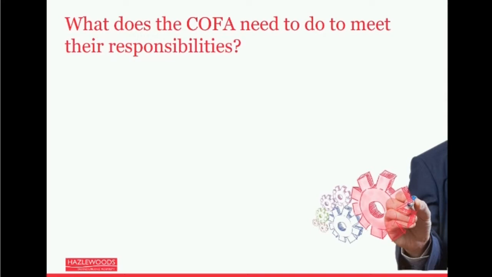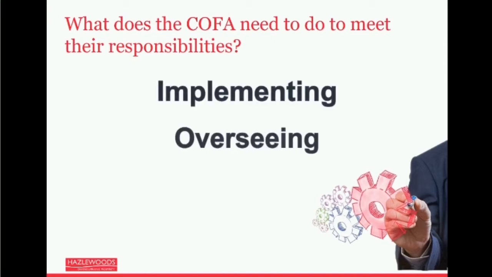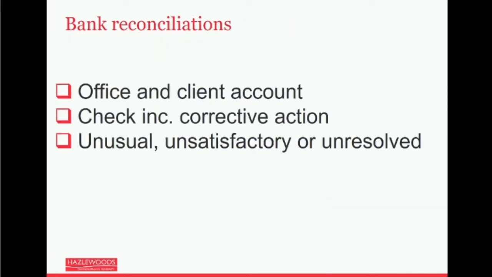So, what does the COFA need to do to meet their responsibilities? COFAs are responsible for implementing and overseeing systems for compliance in relation to the accounts rules. This should include the following: bank reconciliations. Regular reviews of client and office bank account reconciliations should be performed. Per Guideline 5.4, a manager or the compliance officer for finance and administration should check the reconciliation statement and any corrective action and ensure that inquiries are made into any unusual or apparently unsatisfactory items or still unresolved matters. They can delegate this to a manager, but ultimately the responsibility does lie with the COFA.